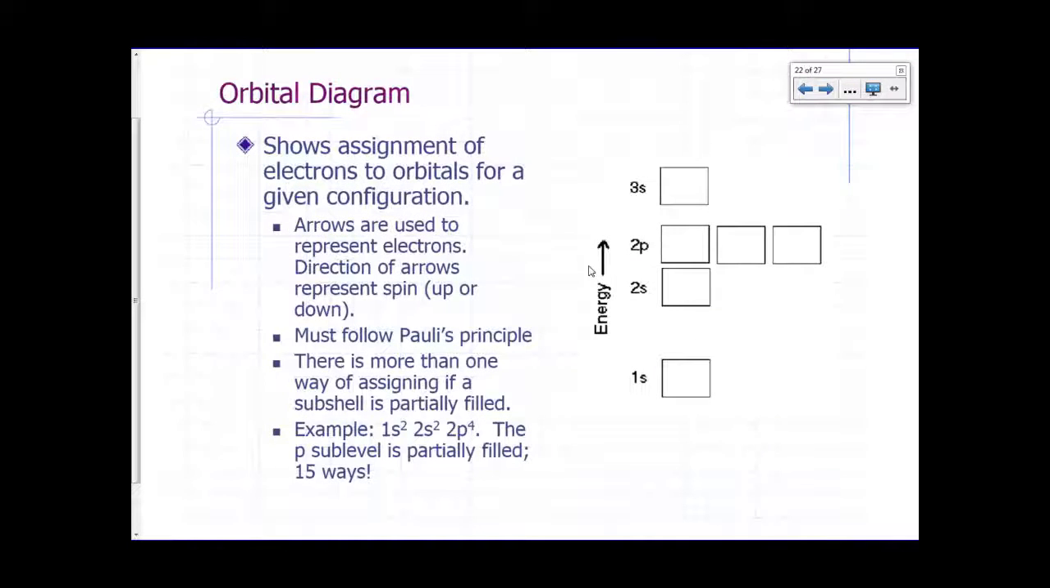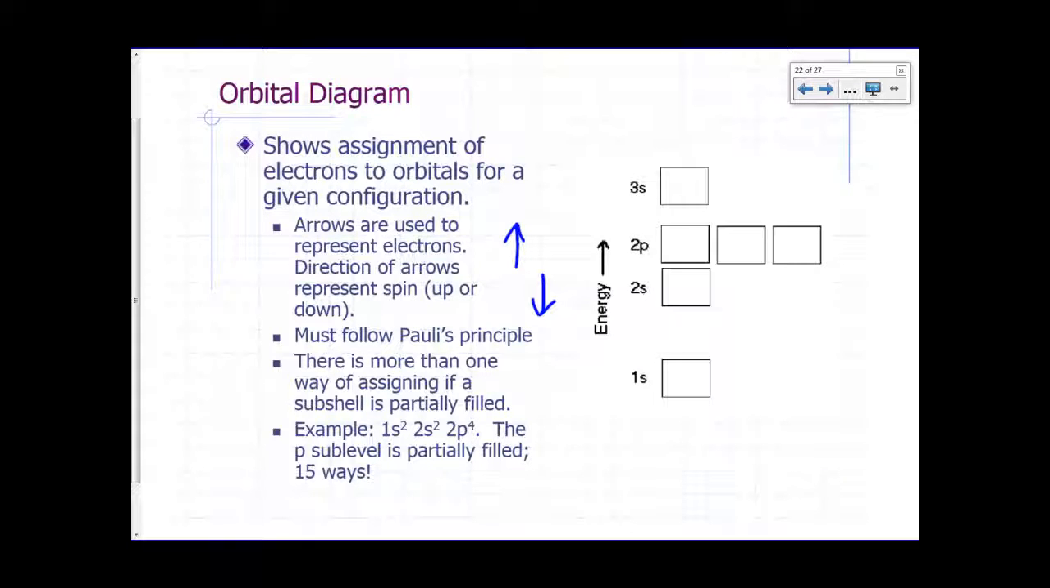An electron configuration tells you how electrons are distributed among the subshells, how they are assigned to subshells. If you want to provide a little bit more detail, you can draw what's called an orbital diagram. This one specifically says how electrons are assigned to the orbitals. In an orbital diagram, you use arrows to represent electrons. An electron with a spin of plus 1/2, or spin up, would be represented by an up arrow. An electron with an m sub s of negative 1/2, or spin down, is shown with a downward pointing arrow.